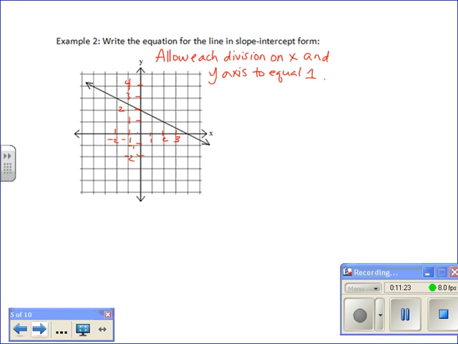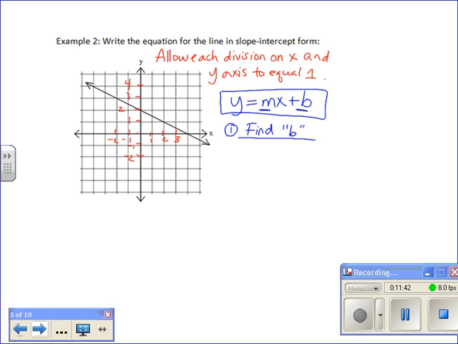Okay, and I want to again start by figuring out, if I'm going to write in slope-intercept form, y equals mx plus b. So I need to find m and I need to find b. So step 1, let's find our y-intercept. Let's find b. I'm looking for where the line crosses the y-axis, and it crosses right here. That's where my line crosses. So b equals 2, because that's the point, 0 for x, 2 for y.